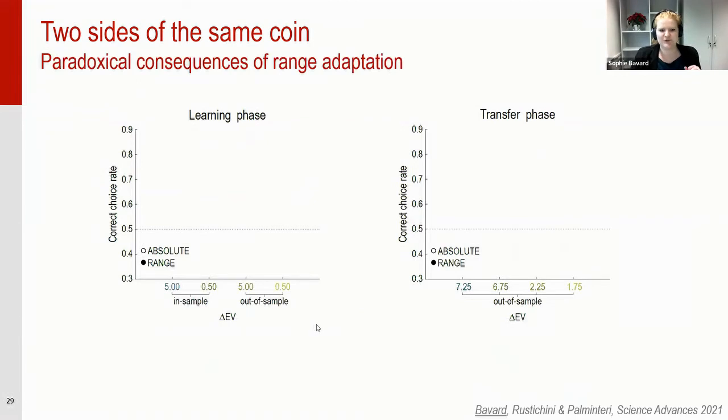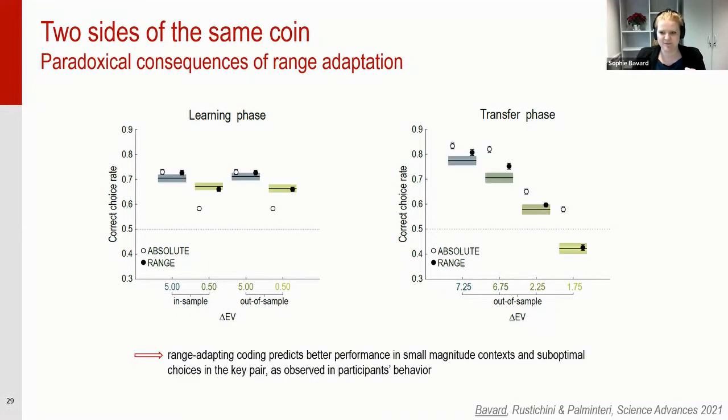So I'm going to show you the model simulations. Again, comparing the model predictions in white for the absolute model and in black for the range model over participants' behavior that you've already seen. As you can see, both in the learning phase and the transfer phase, the range model is actually better at predicting participants' behavior or performance, especially in this small magnitude context from the learning phase, where the absolute model predicts a bigger difference.